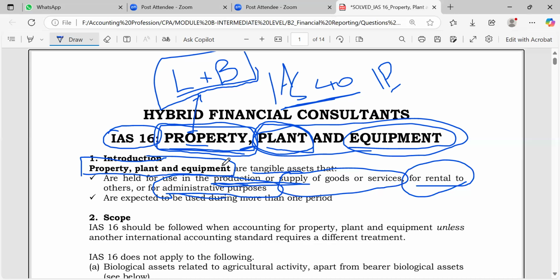So whenever you see something like this, for production or supply of goods or services, for rentals to others, or for administrative purposes, you say, oh, this can be classified under property, plant, and equipment. But for this rental, you will see and understand later. No worries now. You will come and see what IAS 40 entails, and then you understand the difference between investment property under IAS 40 and the property defined here.